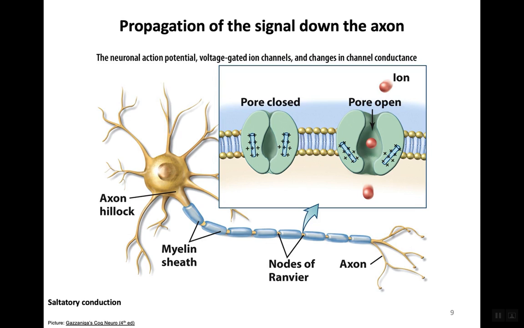And because of this, we call the process of passing information, of passing the action potential across the axon, saltatory conduction, from the word saltare, to jump in Latin. So this is briefly how the action potential is propagated down the axon.